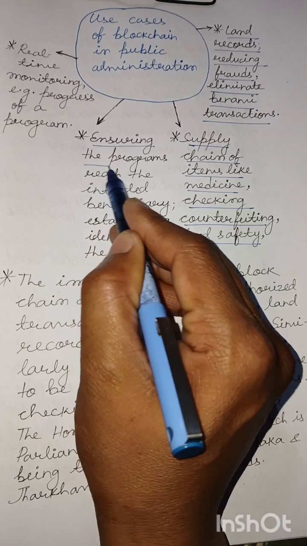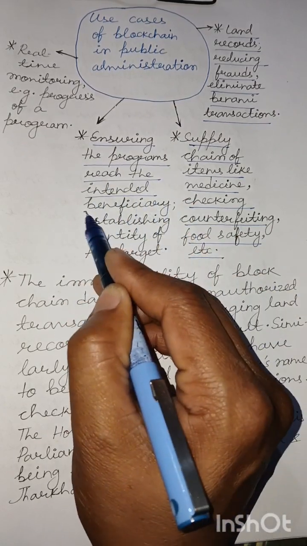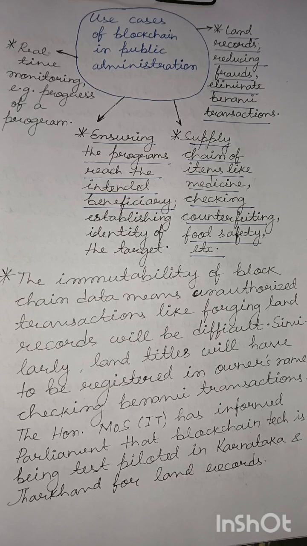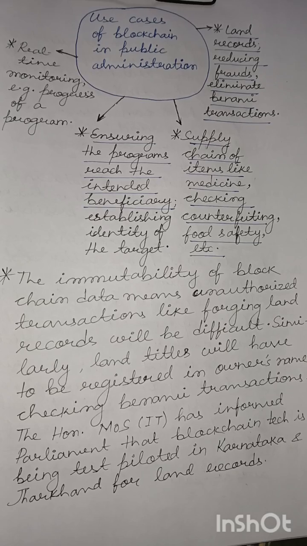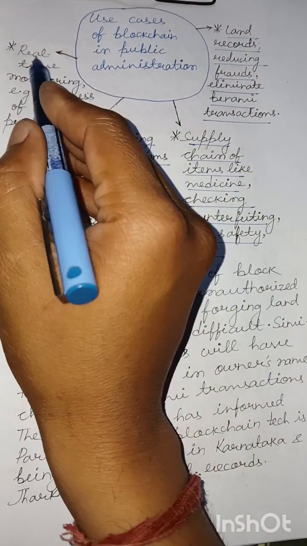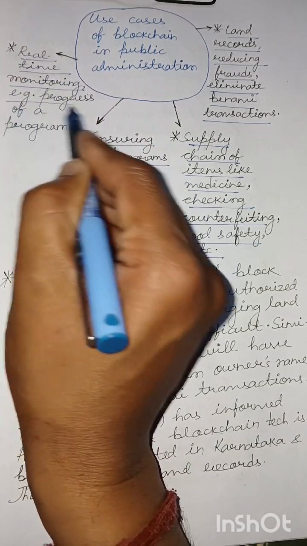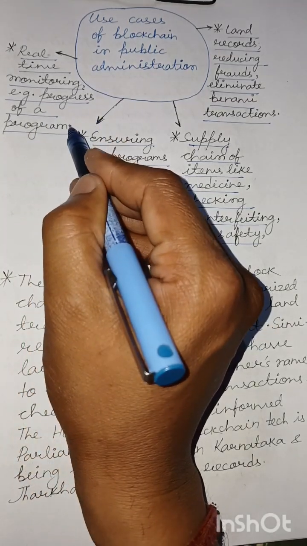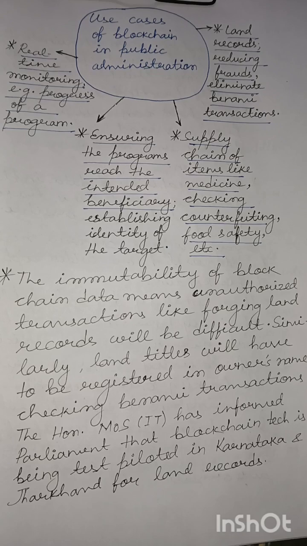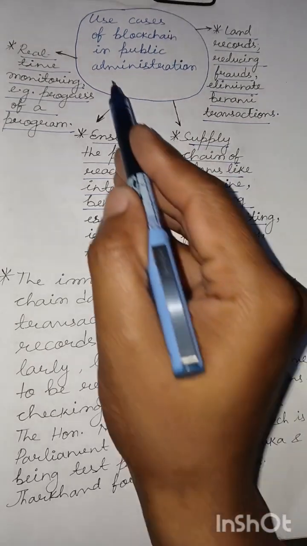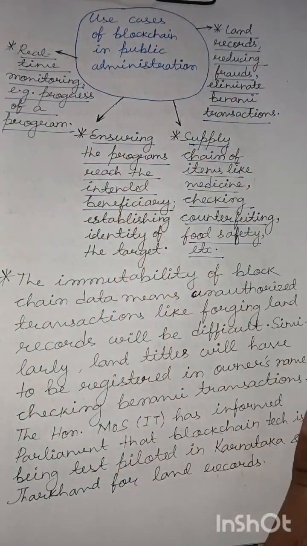It would ensure that the programs reach the intended beneficiary, establishing the identity of the target. Again, if there is an unauthorized attempt to pilfer the benefits meant for a particular person, it would be communicated to the entire network, and we can take action to stop this unauthorized transaction. It would make it possible to monitor the progress of a program. For example, any social security benefit: whether they are reaching, and how far they are reaching, to a particular beneficiary. Real-time tracking and monitoring of all programs would be possible.